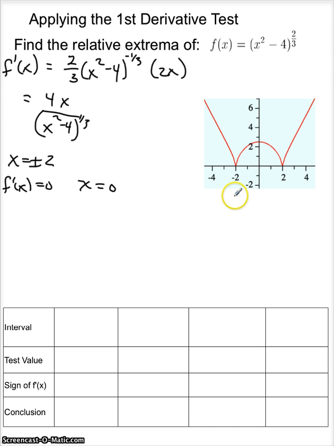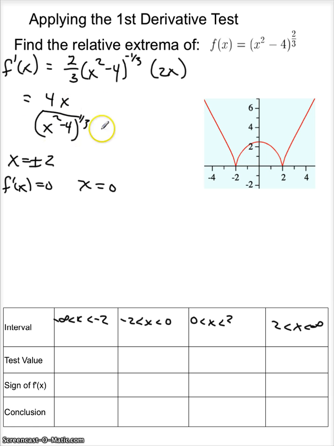All right, so we're going to have to look at the points from negative infinity to negative 2. And then we have to look from negative 2 to 0. And then we have to look from 0 to 2. And then we have to look from 2 to infinity. I know, because these critical points are essential. All right, let's pick a test value. Any test value you want.